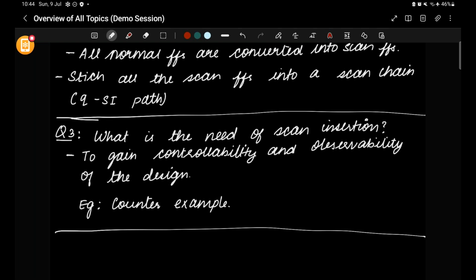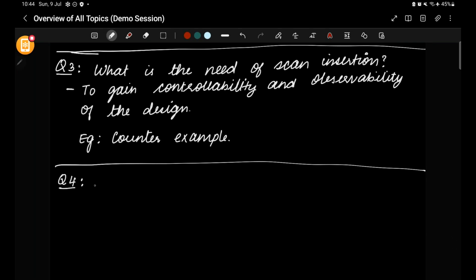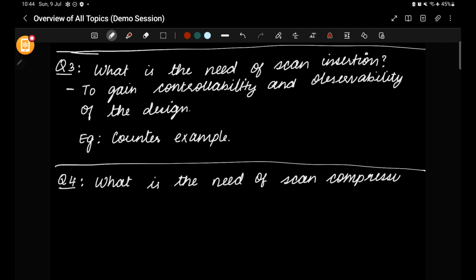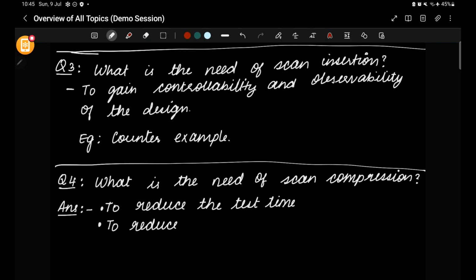Then coming to compression. What is the need of scan compression? Basically, scan compression is actually required to reduce the test time and to reduce the test data volume. This is why we require scan compression, to reduce test time and to reduce test data volume.